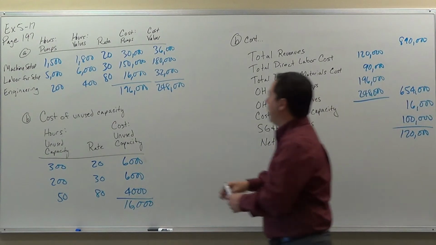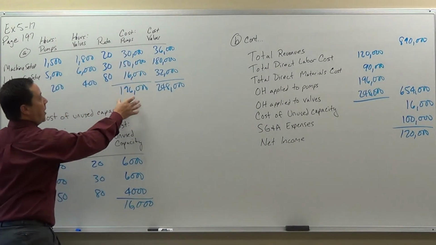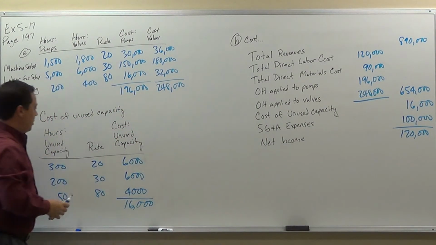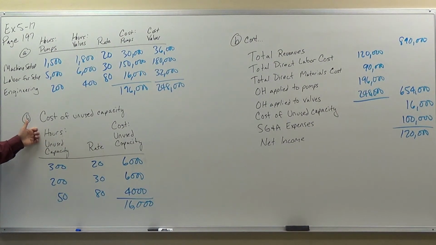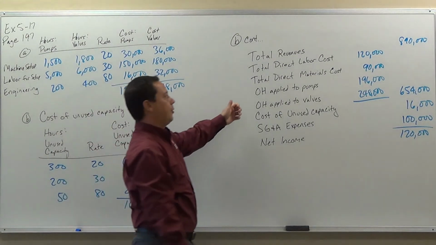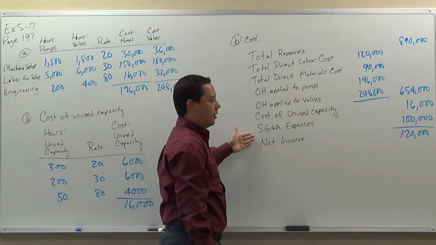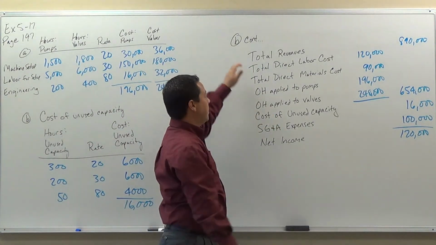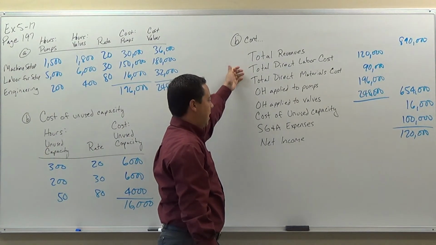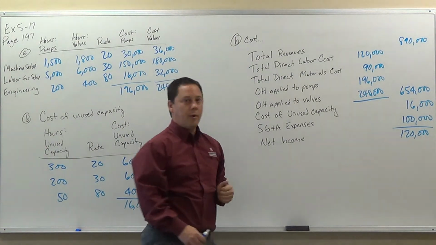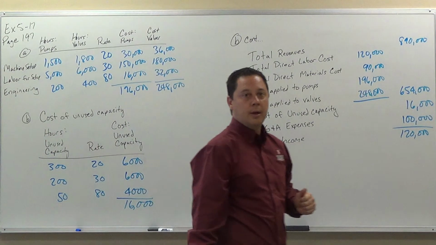As you can see here, we figured out the cost of the pumps, the cost of the valves, then we figured out our unused capacity, taking our rates times that capacity that we have, and then we walked through a simple income statement, basically walking through our costs and our expenses, which we've taken away from our revenues. And that comes up with the net income that it was looking for, which is $120,000.